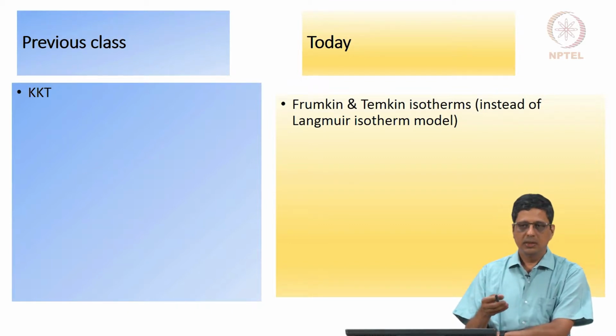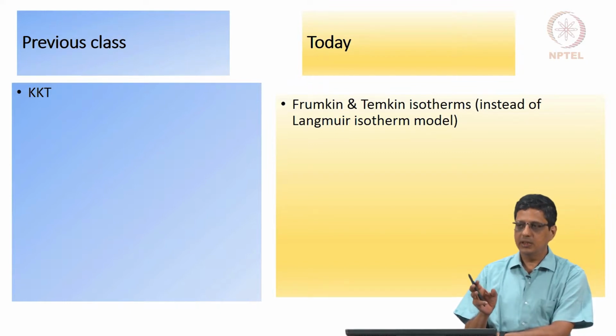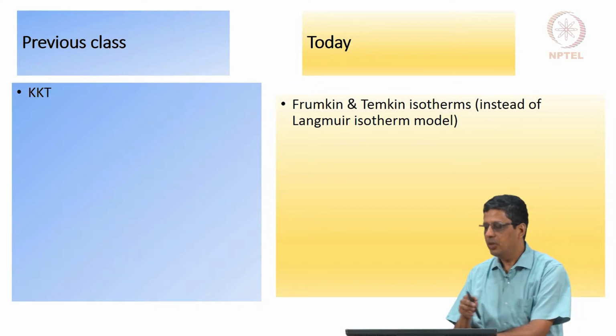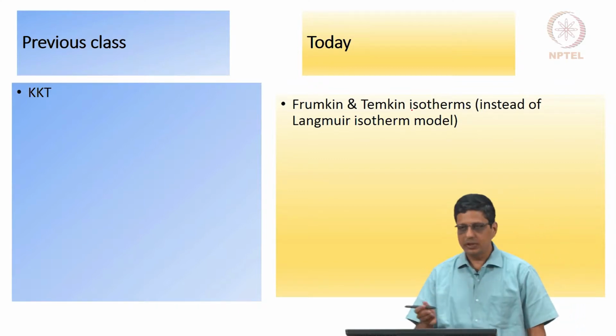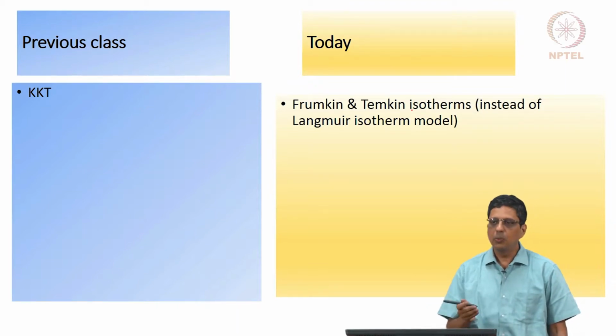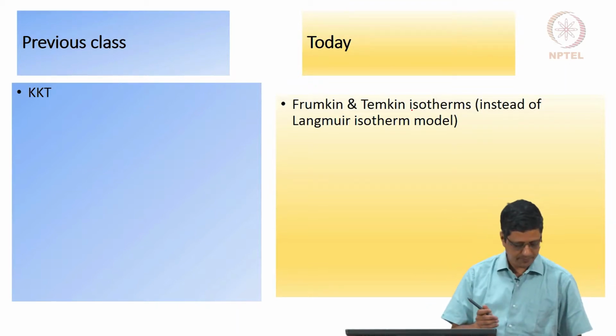However, in the last few classes we have seen that when we go to NLEAS, most of the time we end up using numerical methods. I want to show some examples where, instead of using the Langmuir isotherm model, we can handle the Frumkin or Temkin isotherm.